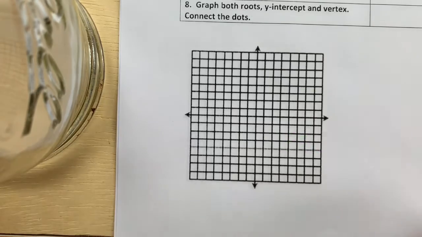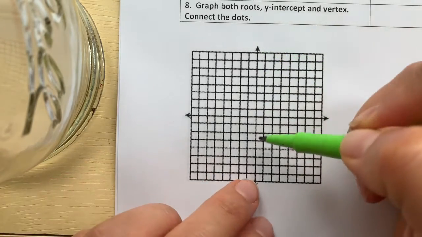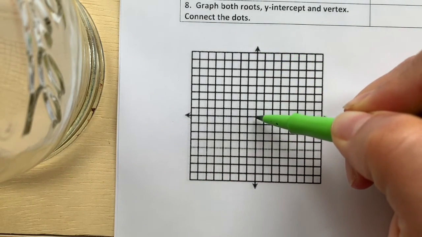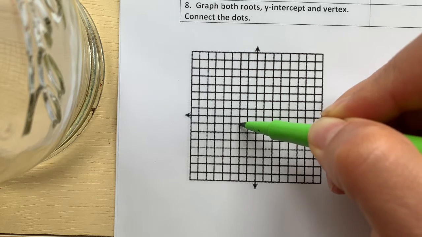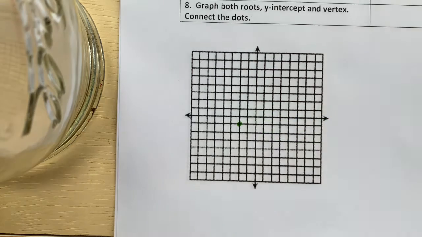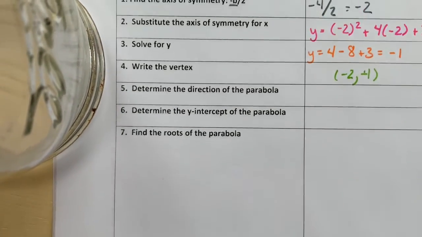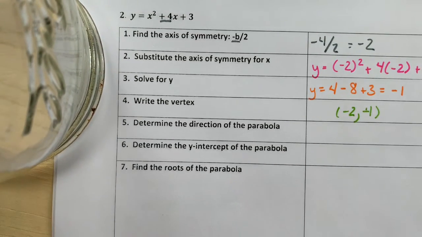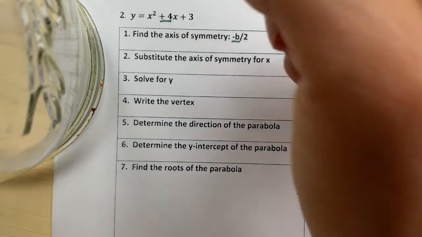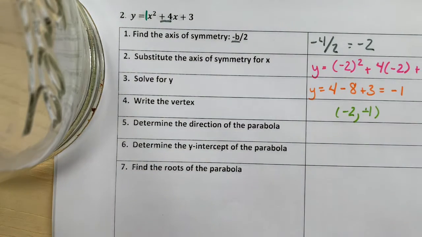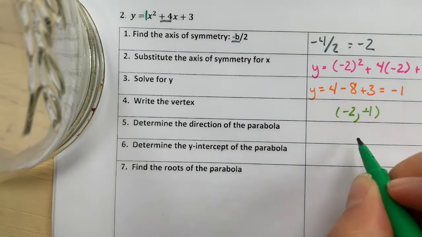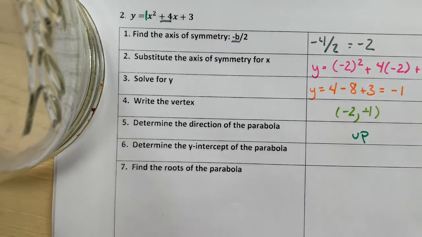I know it's hard to find our x and our y-axis here, but here's our y. So negative 2, 1, 2, and negative 1. That's our vertex, either our highest or our lowest point. Let's find out if it's the highest or the lowest point. To determine the direction of the parabola, I'm going to look at the number in front of my x squared. Since that's positive, we know it's up. If it was negative, it would be down like a frown.